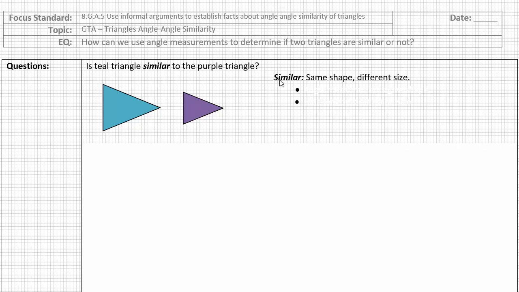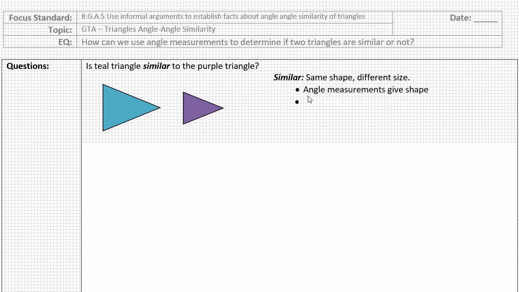Well, for starters, we want to make sure we're clear on the definition of similar, which means that they're the same shape but a different size. But what exactly does that mean? We've said that a lot in class, but what does it mean to be the same shape? What gives them shape? What gives them size?